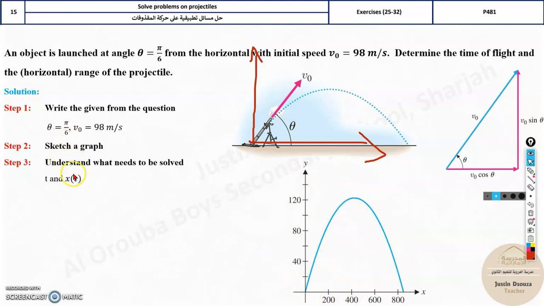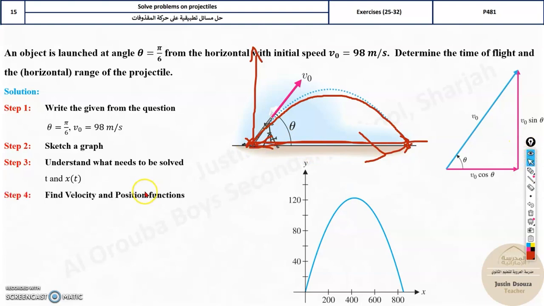So now to solve, we need the time of flight. That means this object is launched from here, right? How much time will it take to reach over here, when it reaches the ground? And then the distance that is covered by the object. Those are the two things we need to solve.